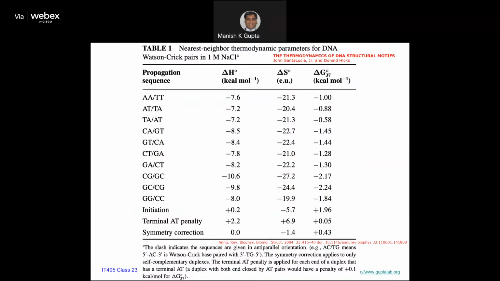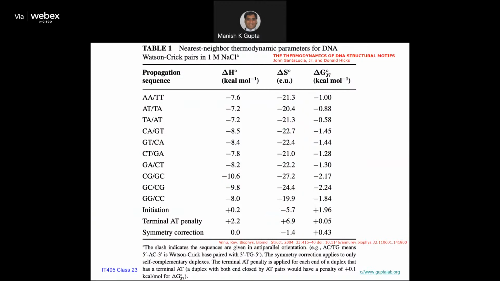Anyone remember what these things are from chemistry? One of them is entropy. One of them is Gibbs free energy. Another one, maybe. So all those things are given there in terms of symbols, and their values are given. This is a standard table for the nearest neighbor of ACGT.